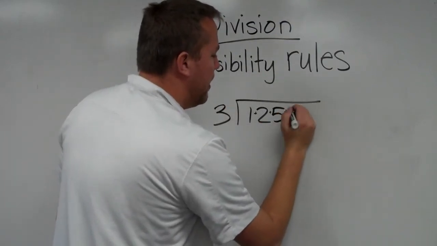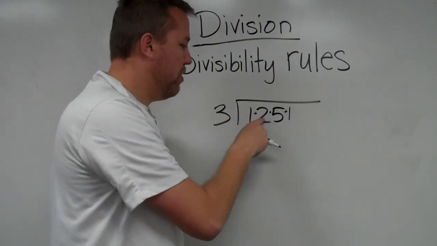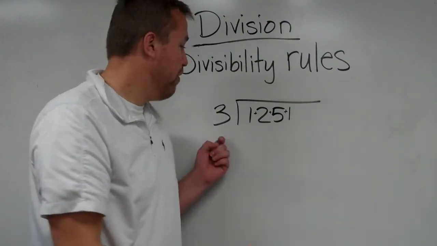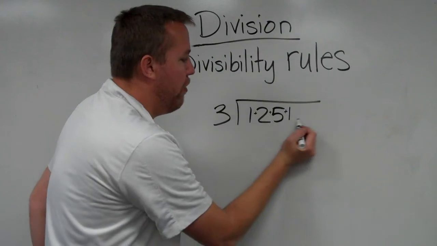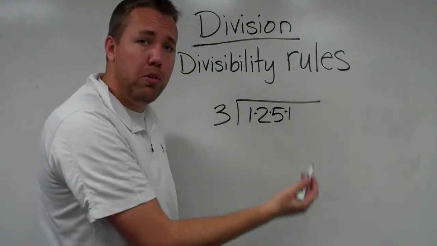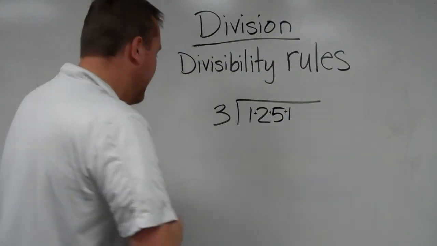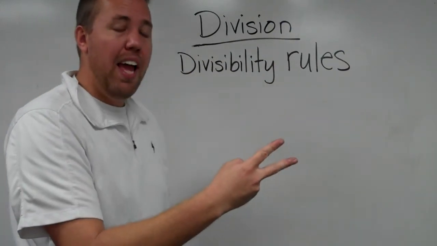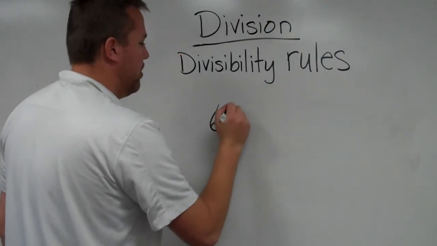Well, let's see. Does 3 go into 1,251? 1 plus 2 is 3, plus 5 is 8, plus 1 is 9. 3 goes into 9. So yes, no remainder with this. As long as you add these together, equal a multiple of 3, you're set. Okay. 6s. If you'll remember 2s and 3s, you can know whether it goes into 6.